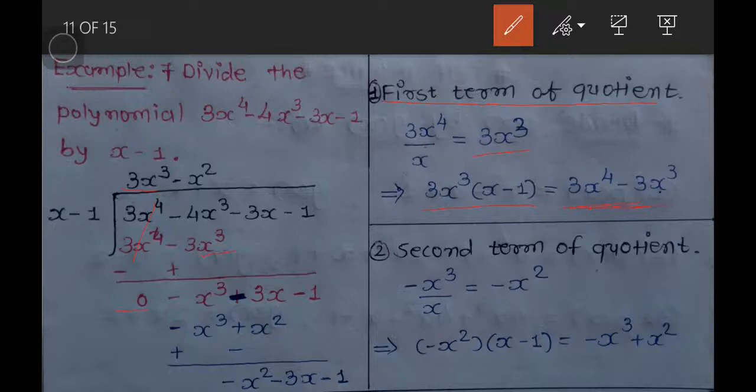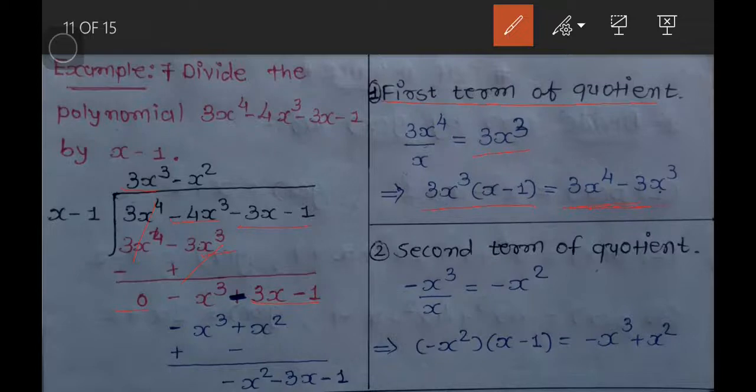Now here minus 4x cube, and here plus 3x cube. So we do subtraction. Subtracting 3x cube from 4x cube, we get x cube, and minus 4x cube is the last term. Then we put here a minus sign, so minus x cube, and the remaining part we put in the remainder. So here we get x minus x cube minus 3x minus 1 as our new dividend.